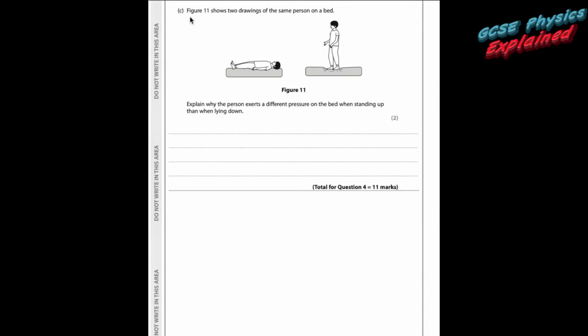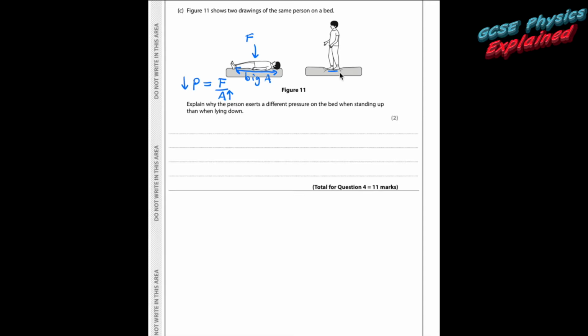Question C. Figure 11 shows two drawings of the same person on a bed. Explain why the person exerts a different pressure on the bed when standing up than when lying down. Right, base your explanation on the calculation. Pressure equals force divided by area. Right, look at the size of the area there. That is a big area. So his force is getting more spread out. So big area, the force ends up getting spread out, so the pressure is small.